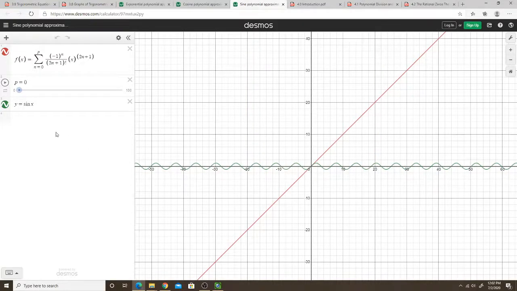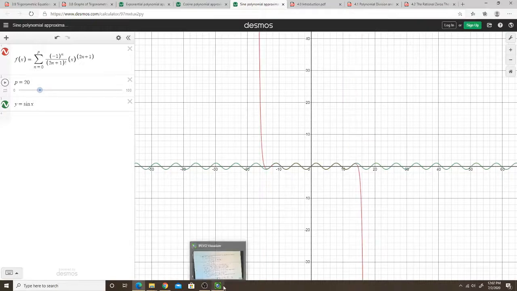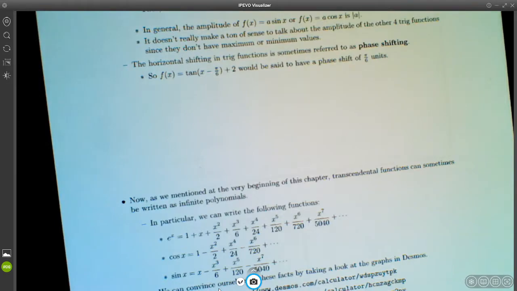And same thing with the sine function, right? Again, the sine function is in green and this polynomial is in red. If you let the number of terms increase, it gets closer and closer and closer. Okay, so pretty cool. You'll learn how to do these kinds of approximations in calculus.